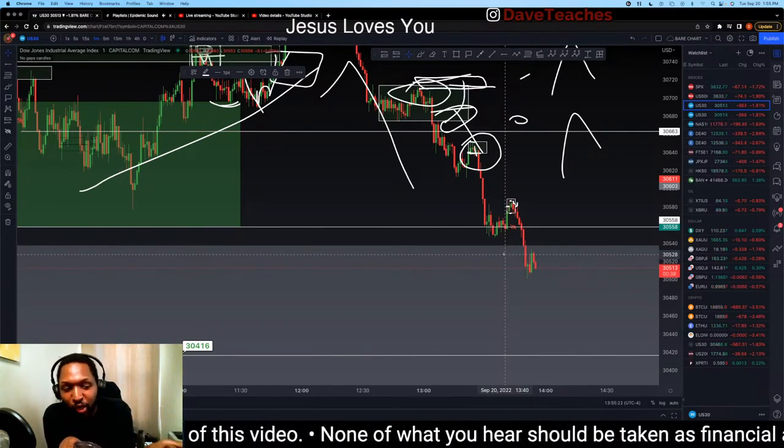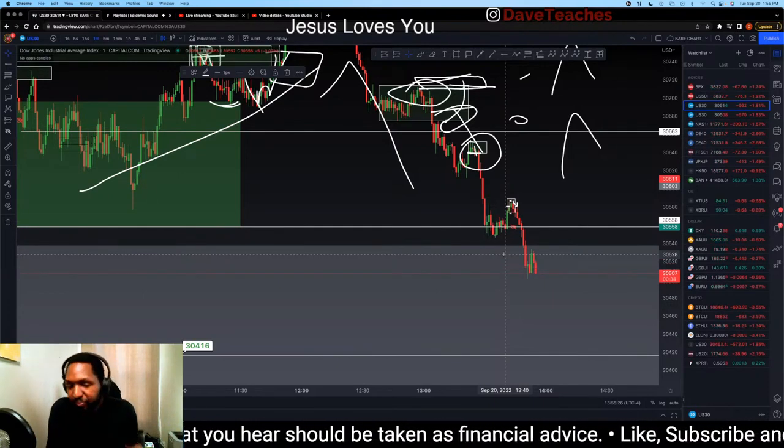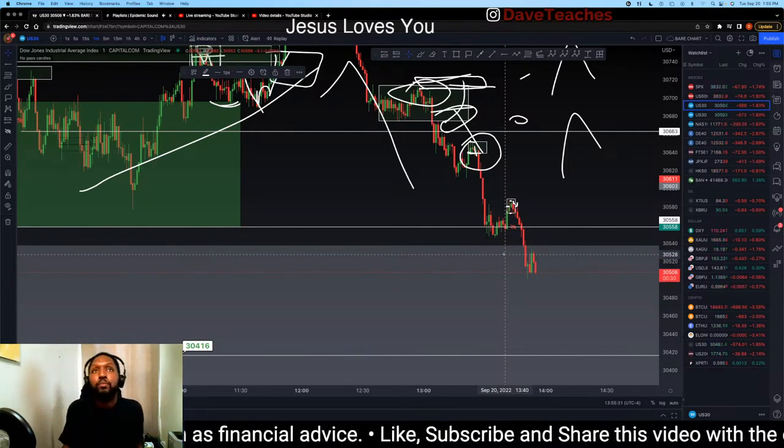Cranberry grape is a mixture of cranberry grape. I don't drink alcohol at all. It's a mixture of cranberry grape.